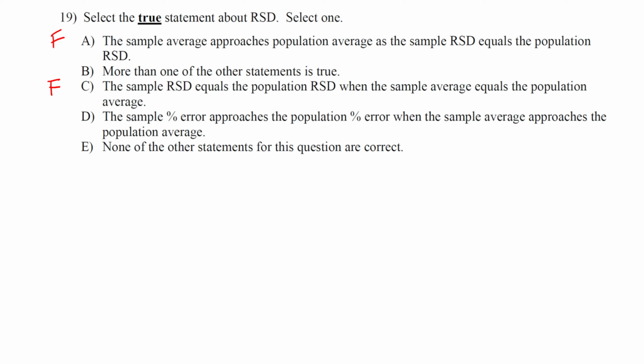Sample RSD will approach population RSD when n approaches big N, right? When the sample approaches the population. D. The sample percent error approaches population percent error when the sample average, once again, approaches the population average. Absolutely false, right? It's only when n approaches big N. Okay? So, more than one of the other statements is true. That is now false. So the answer to this question is none of the other statements for this question are correct. There are no true statements about RSD.